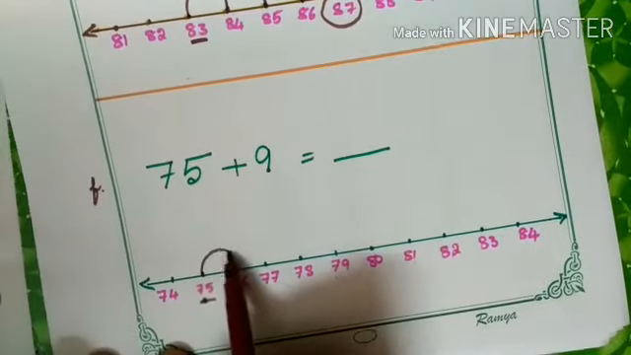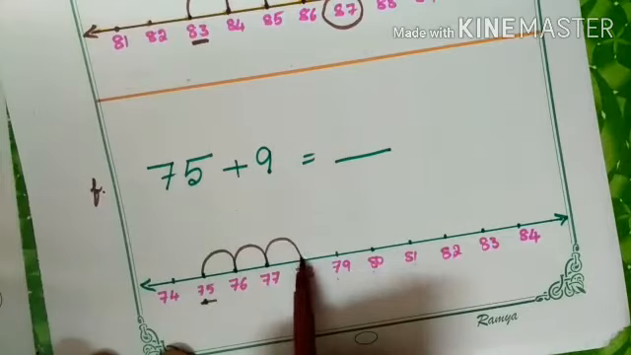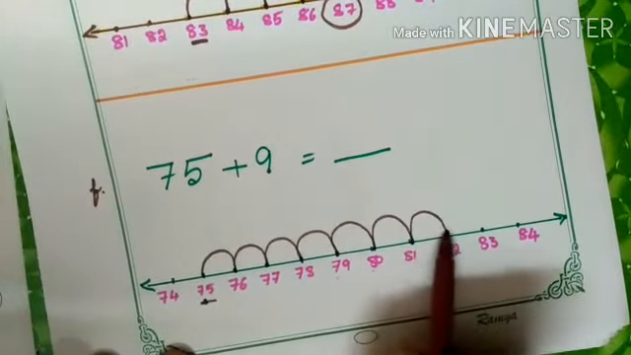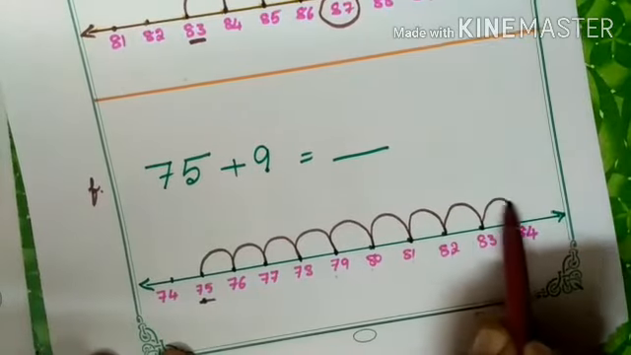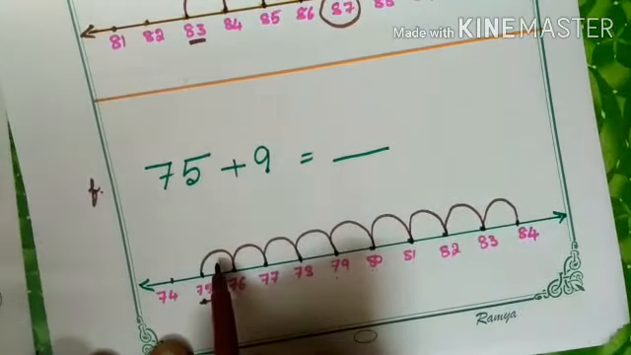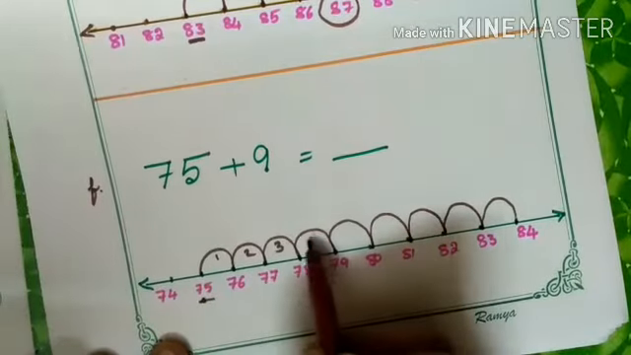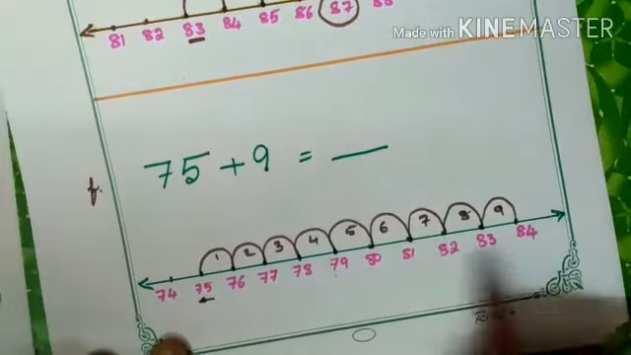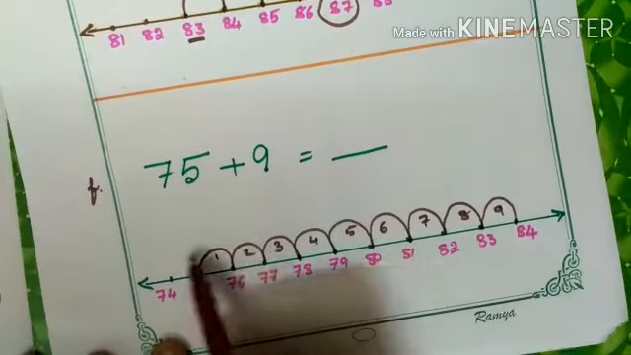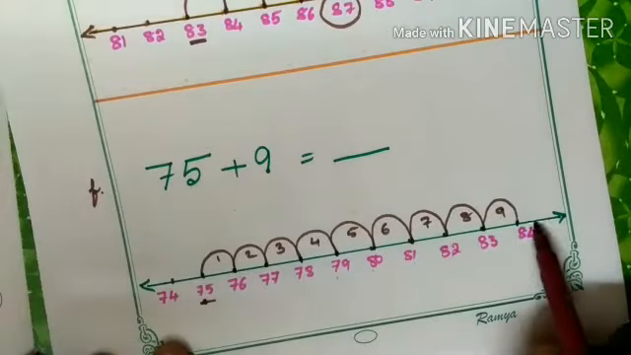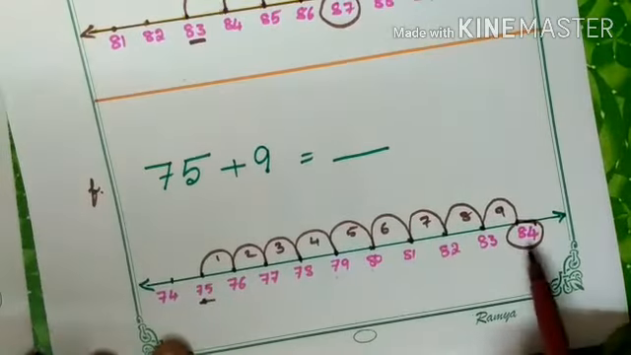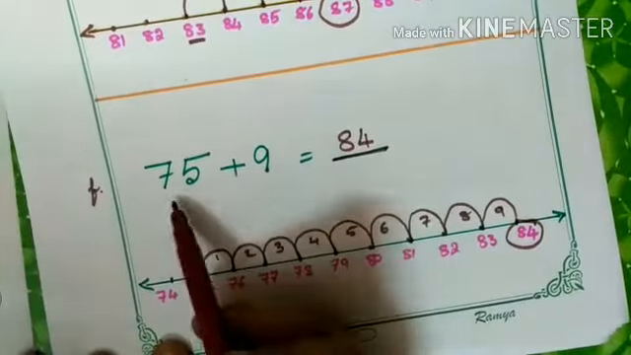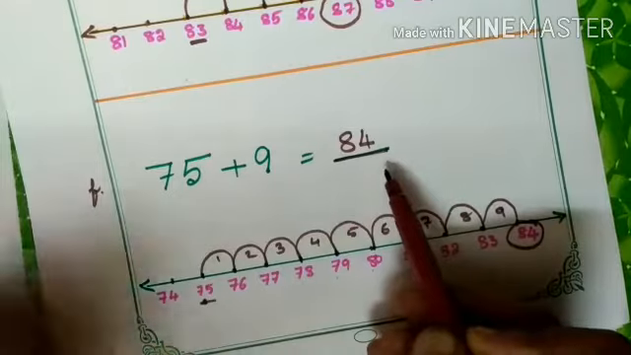Now 1, 2, 3, 4, 5, 6, 7, 8, 9. Now again you write here 1, 2, 3, 4, 5, 6, 7, 8, 9. Yes, we skipped 9 steps forward. Where we reach, children? 84. Now we write here 84 in this blank. 75 plus 9 is 84.